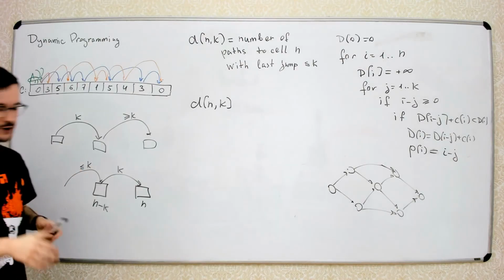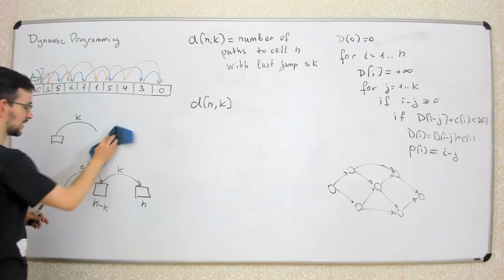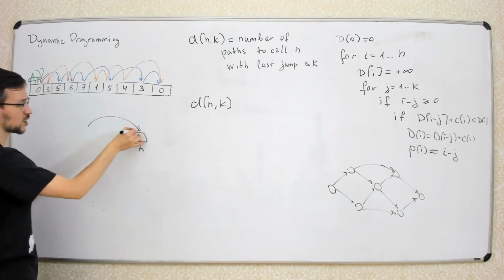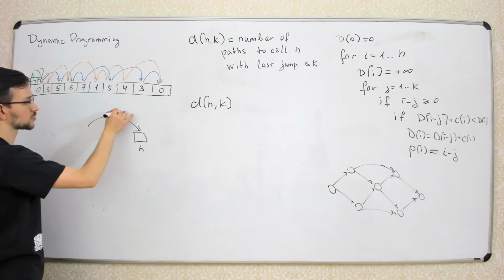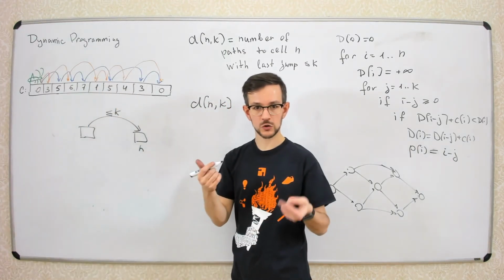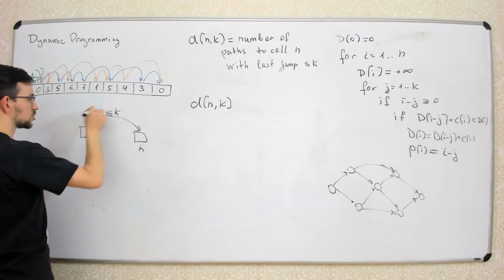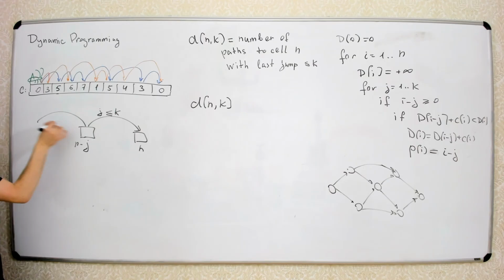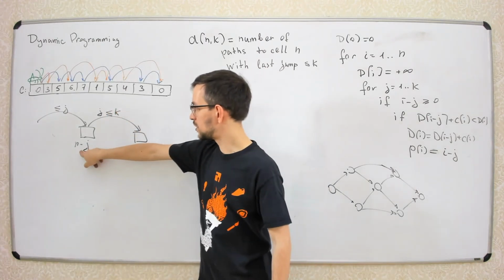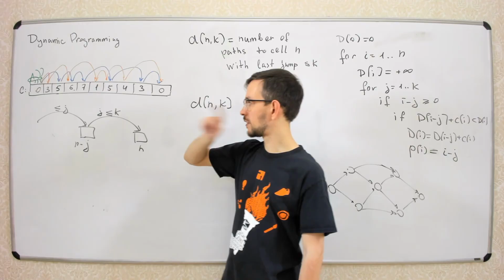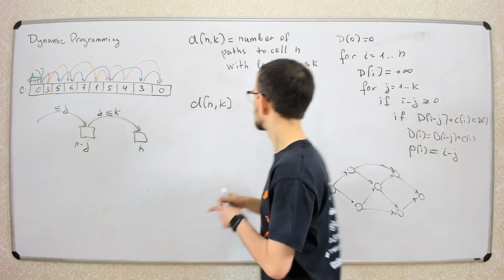Again, let's look here. So we have cell n, and the last jump has length at most k. Let's iterate over all possible values of the last jump. So the last jump has value j less or equal to k. So we have this cell n minus j, and we have a jump from here to here of length j. So we need to get to cell n minus j with the last jump at most j. Right?